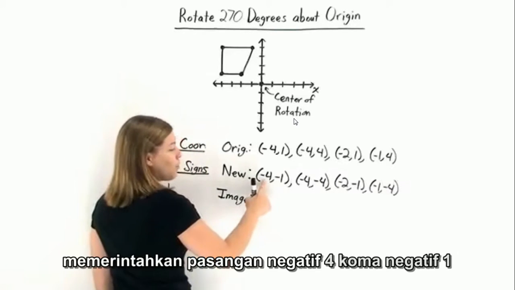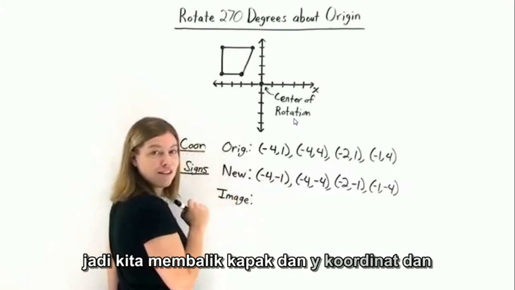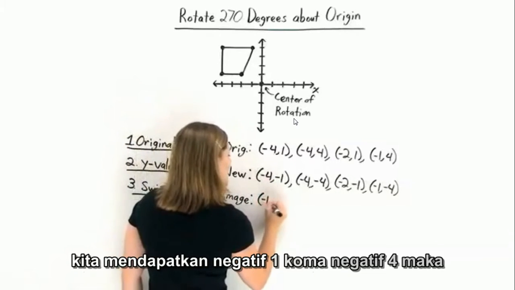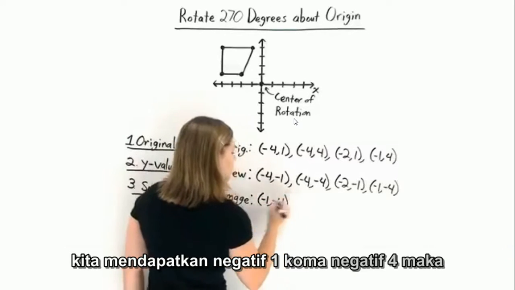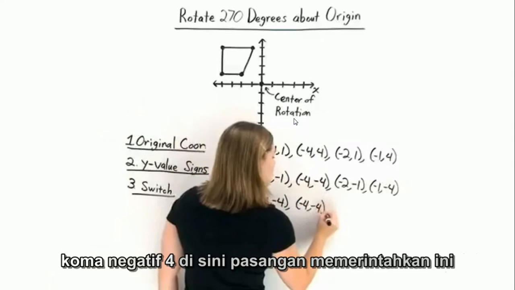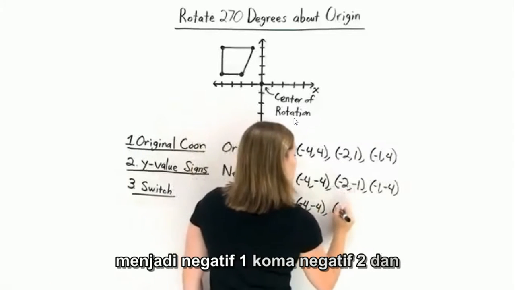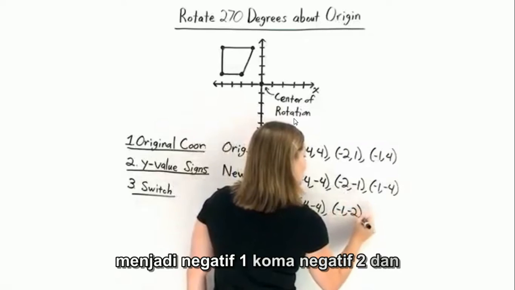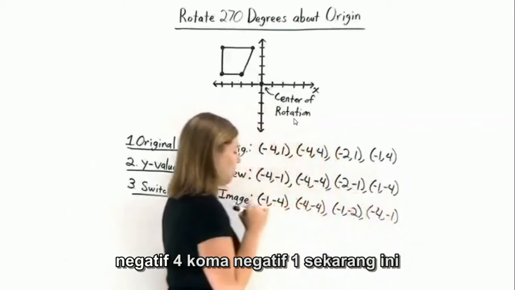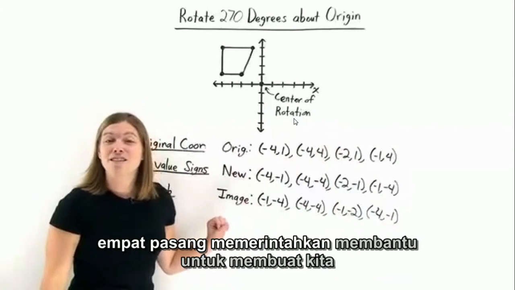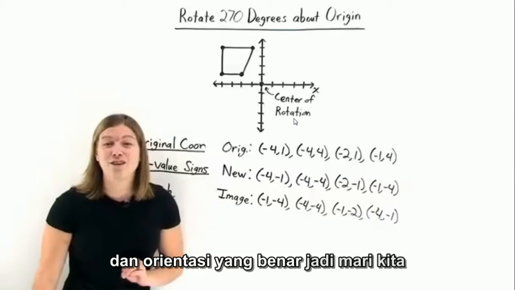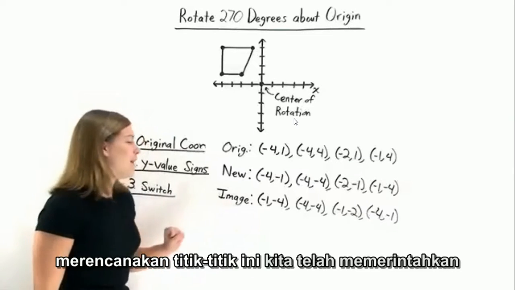Here we have the ordered pair -4, -1. So, we flip the x and y coordinates, and we get -1, -4. Then here, we get the ordered pair -4, -4. Here, this ordered pair becomes -1, -2. And finally, we have the ordered pair -4, -1. Now, these 4 ordered pairs help to make up our image, and it will be in the correct spot and the correct orientation. So let's plot these points.